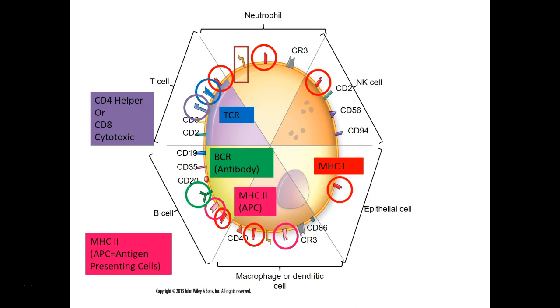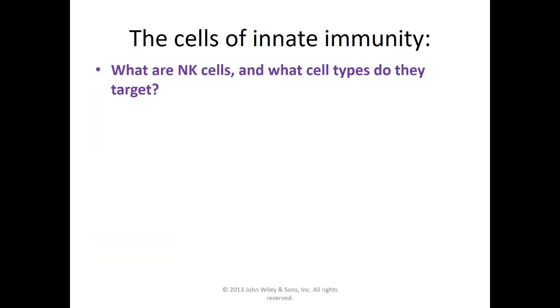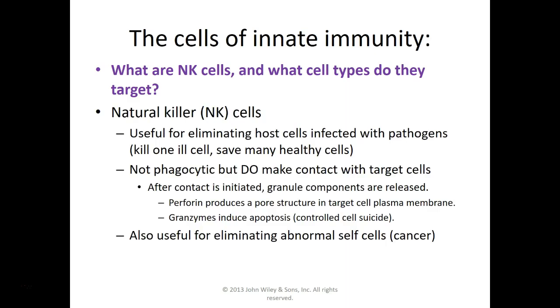Right? So notice neutrophils, Fc receptor, macrophages, Fc receptor, right? This is for that portion of the antibody that sticks out when they're binding to an antigen. Okay, so natural killer cells, right? Useful in eliminating pathogens, but again, not phagocytic. They release their granules. They're going to cause programmed cell death with granzymes, or perforin, where they're literally going to perforate the membrane. And even abnormal, our own cells, when they're not presenting like they're supposed to.